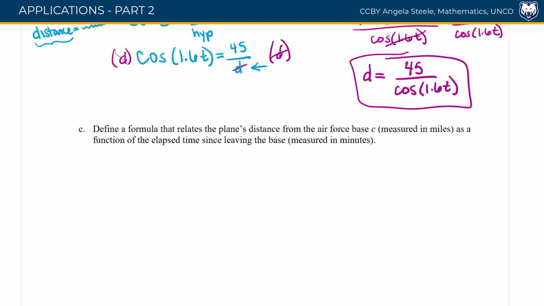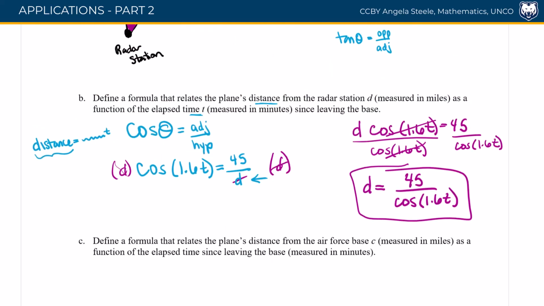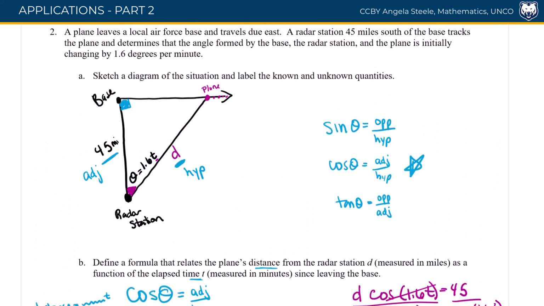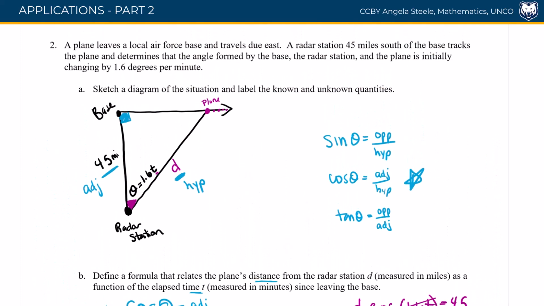Okay, on part C, we are again going to be creating a formula, but this time we want to relate the plane's distance from the Air Force Base, we're going to call that C, as a function of time elapsed. So if we go back up to our picture, let's label the plane's distance from the base. We're going to call that C. And so we're still using that same angle of 1.6t, which means that C is going to be the opposite side of that angle.